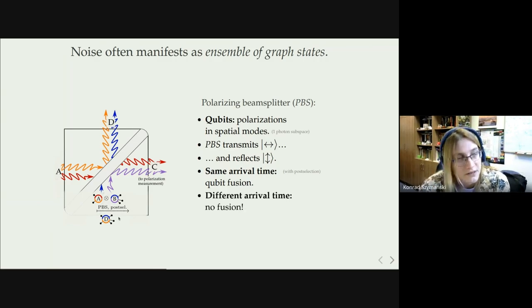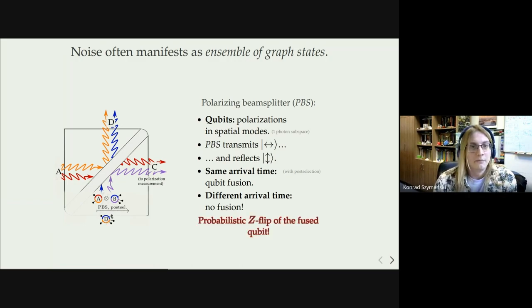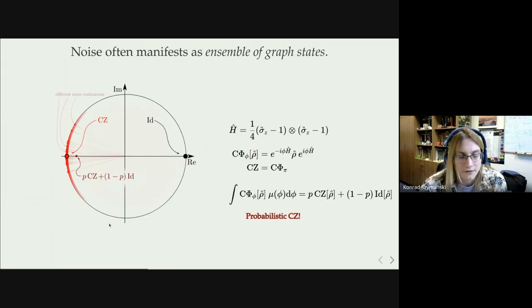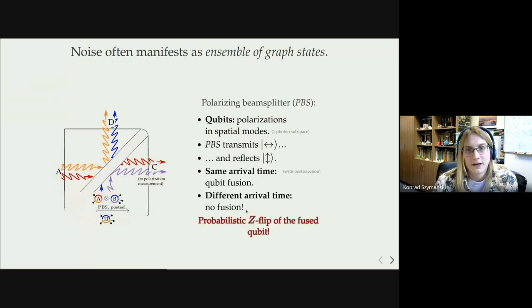However, if the photons arrive at different times, or if the spectra have imperfect overlap, you don't get any fusion at all. Effectively, this qubit D is measured in the Z basis, or it's flipped with a Pauli Z operator. But it still results in an ensemble of graph states, whose qubits are modified by a probabilistic Z flip. So previously we had, there are some differences. Of course, here you would get a probabilistic controlled Z gate, and here you get a probabilistic Z flip, but it's still an ensemble of stabilizer states, of modified graph states. And so then it's rather easy to analyze.